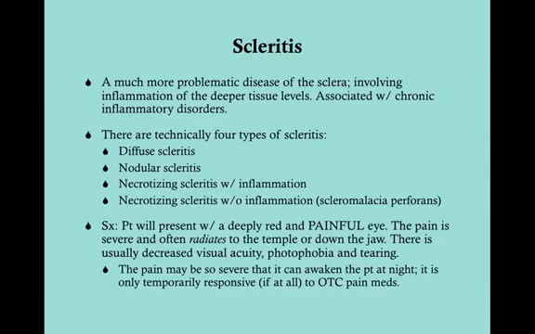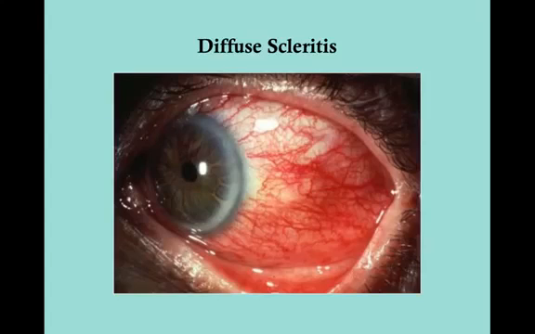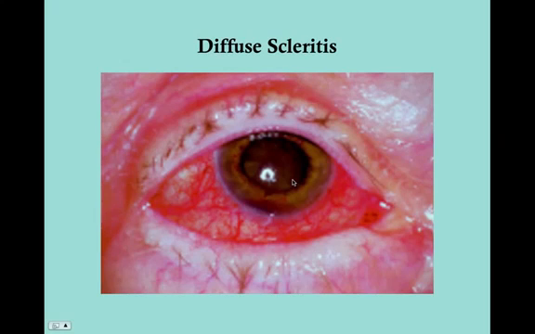There's also usually decreased visual acuity. There can be photophobia as well as tearing. And this pain can be so severe that it awakens the patient at night. And even if the patient takes over-the-counter pain meds like Tylenol or Advil or whatever they've got in their counter, it's only temporarily responsive, if at all, to the pain meds. So here is a diffuse scleritis. You can see here it doesn't really look a whole lot different from episcleritis. So how are we going to tell them apart?